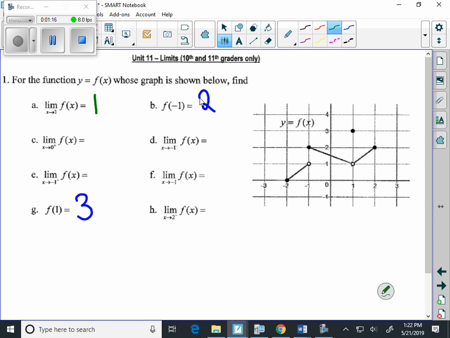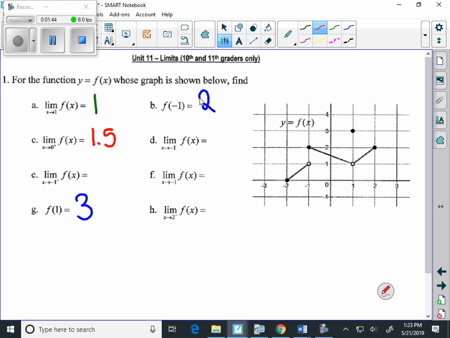On part C, the limit as x approaches 0 from the right. As x approaches 0 from the right, we get very close to about that point. I'm filling that in the way I did so that you can see what I was looking at. Coming from the right, it looks like we're approaching 1.5.